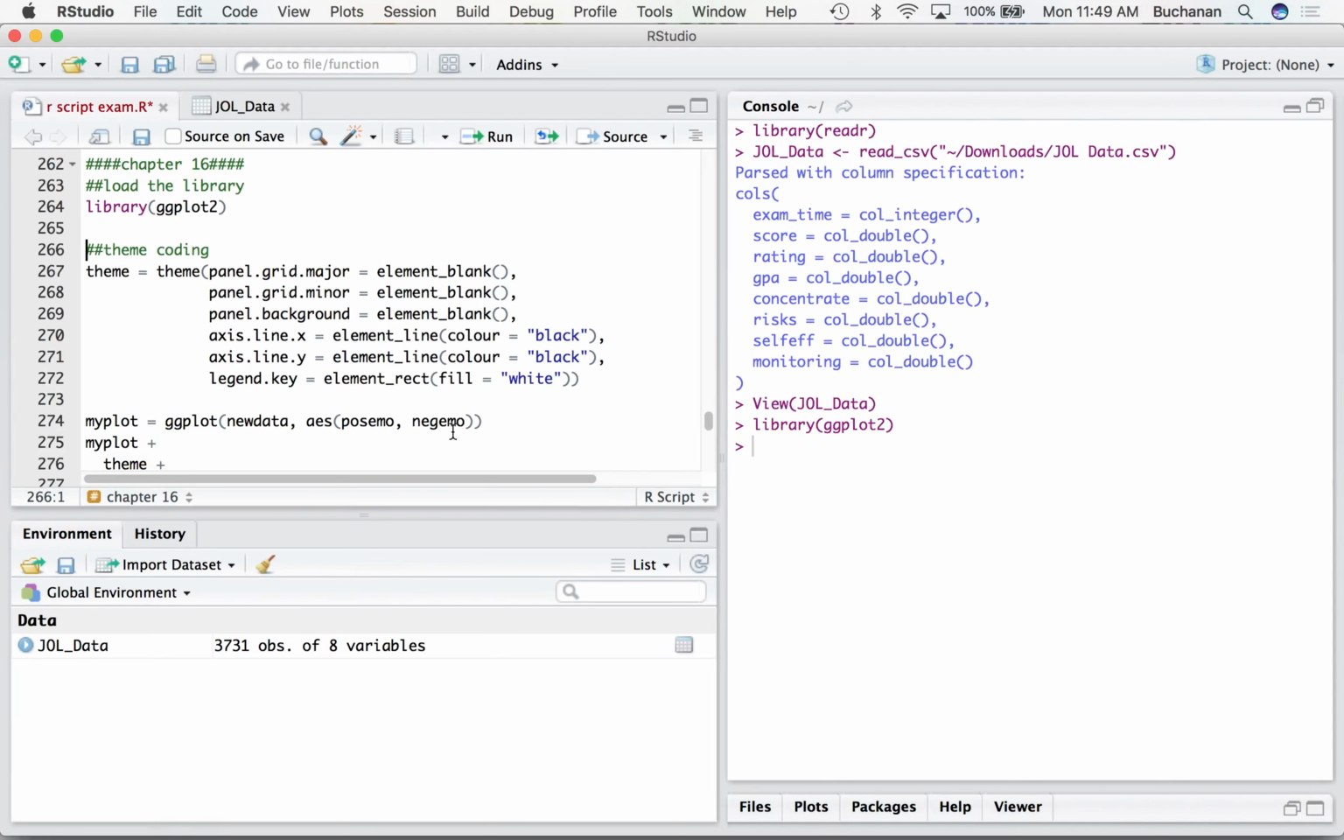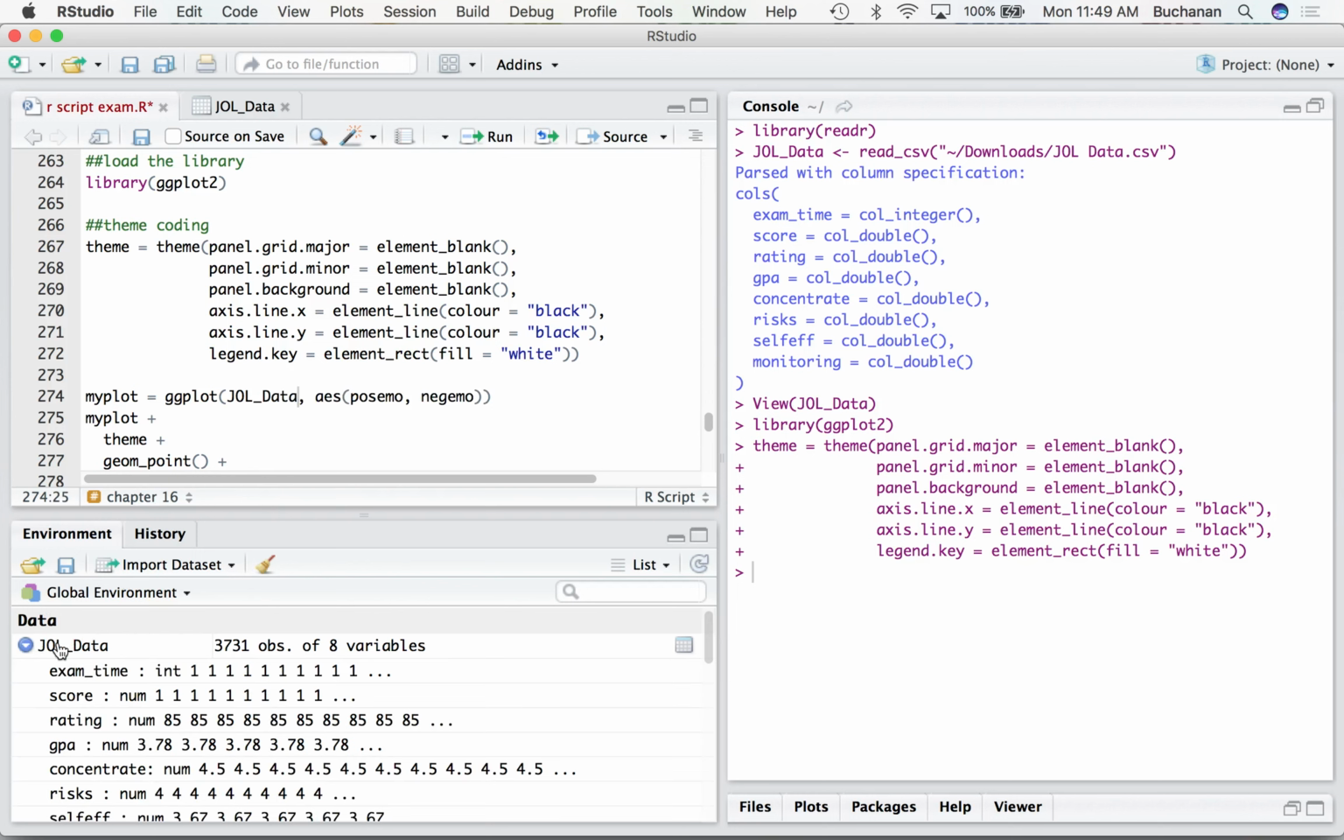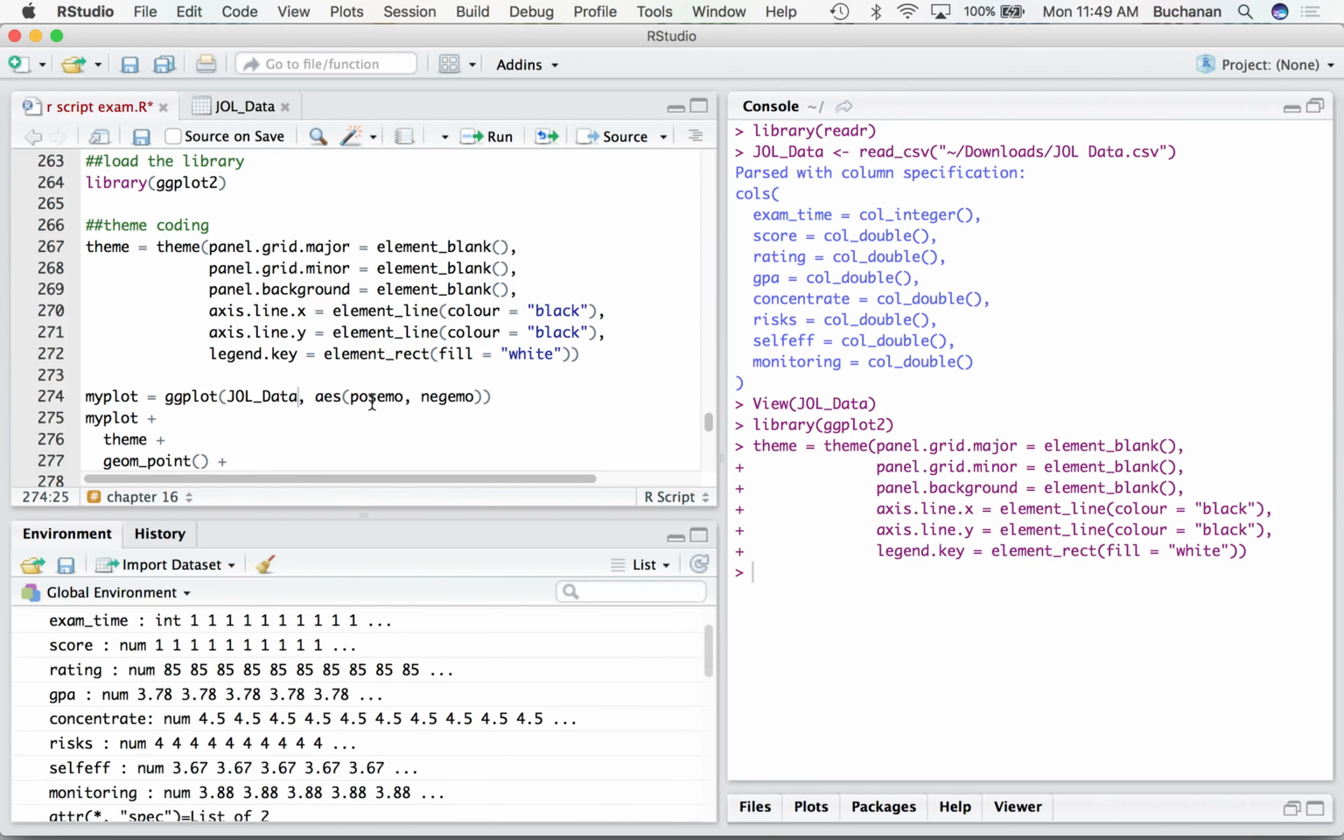Alright, so I'm going to load ggplot, I'm going to load my theme so I get a cute plot. Remember here that the first thing after ggplot is the name of the data set, so I'm going to call that JOL data. And we're looking specifically at score and rating. So rating is my X variable, I'm going to put that in the first spot. Score is my Y variable, I'm going to stick it in the second spot. It doesn't matter so much on simple regression, but it will matter once you get into multiple regression.